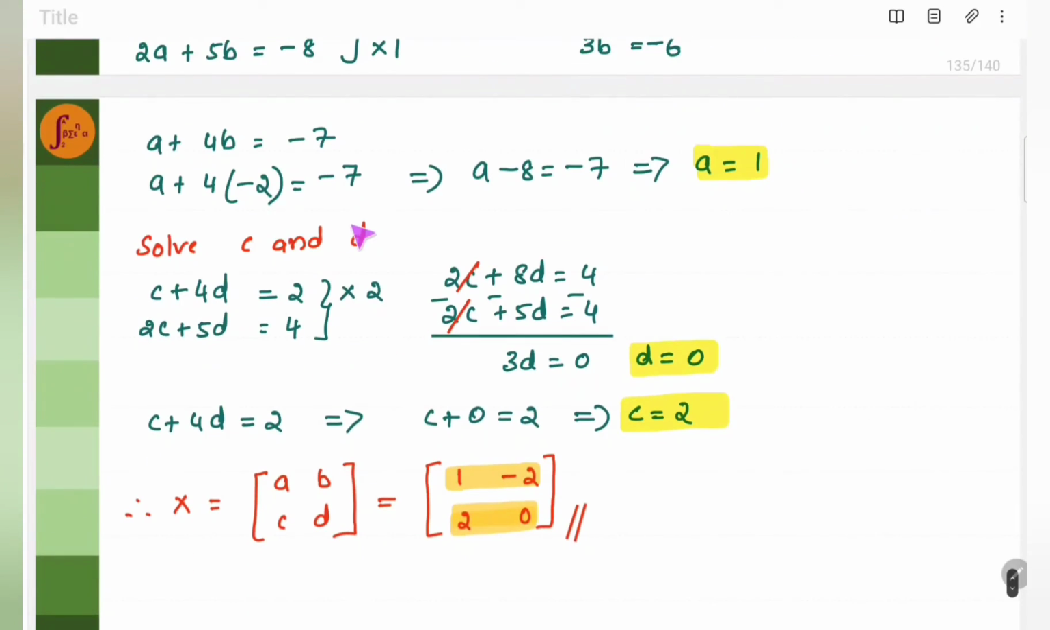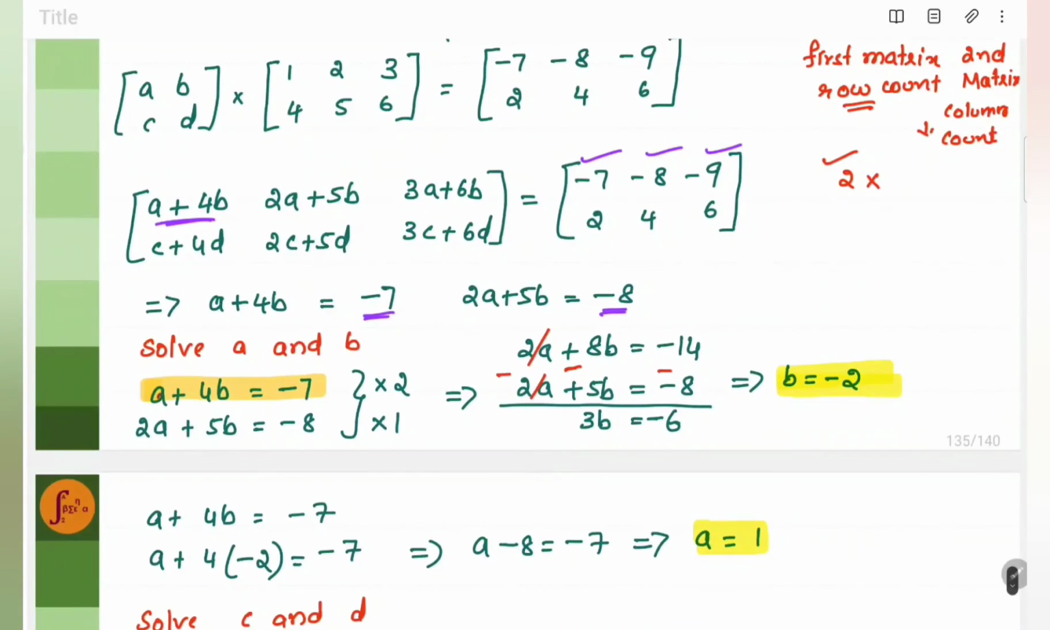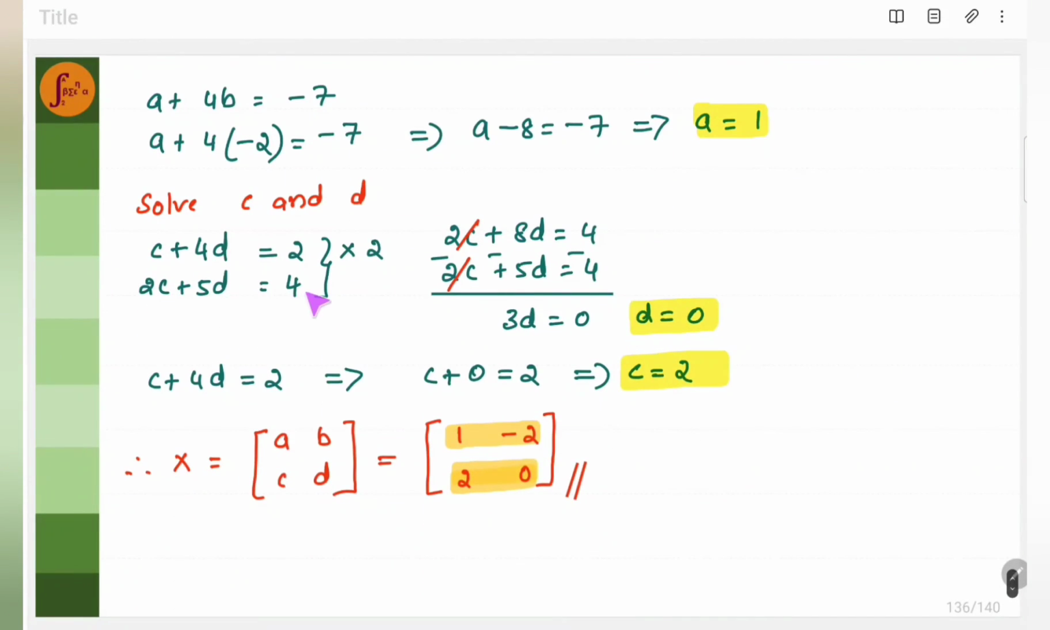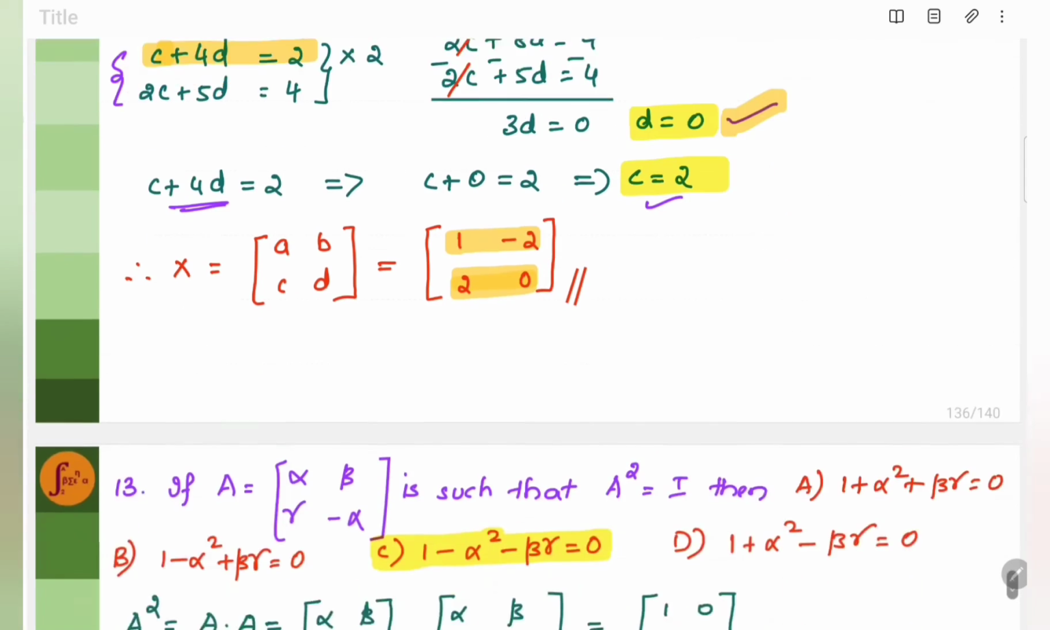Similarly, find the values for C and D. For C and D, take this one and this one, equated to this one and this one. So you get two expressions: C plus 4D is 2, 2C plus 5D is 4. Now you multiply this with 2. So 2C will get cancelled and you can find the value of D. Then once you get the value of D, substitute in any one of these and get the value of C. So you've got A, B, C, D. So X is nothing but A, B, C, D, which is this matrix.